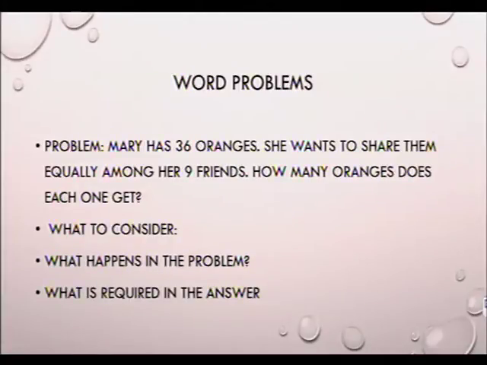Now what is required in the answer? How many oranges does each one get? This is what I should answer. This is what the question says. How many oranges does each one get?